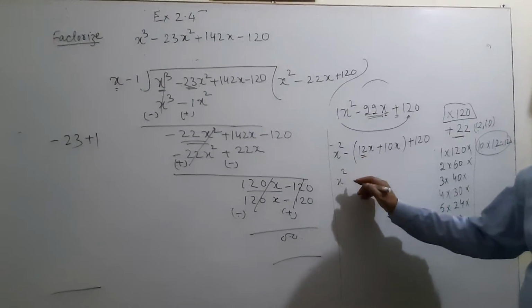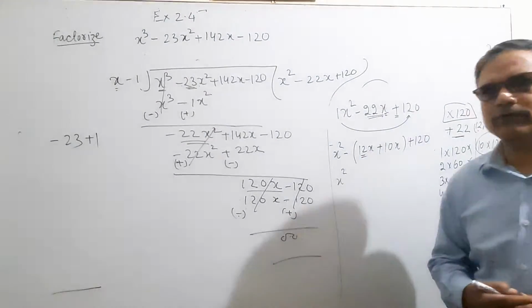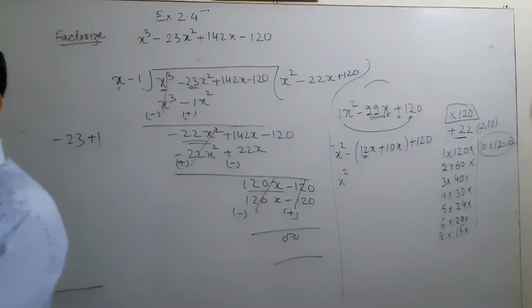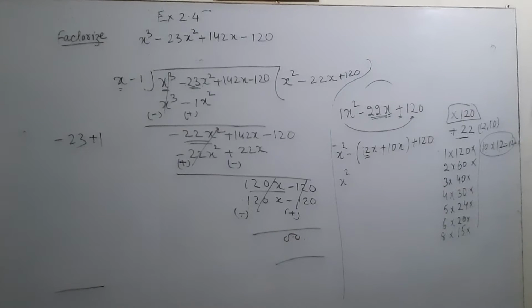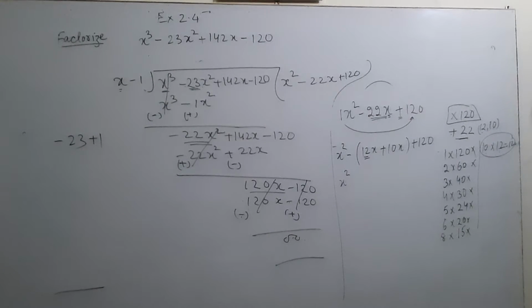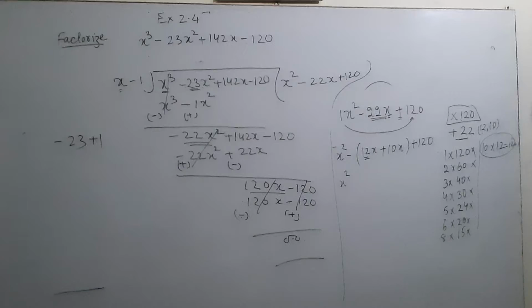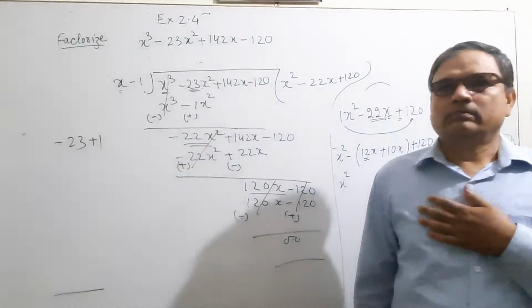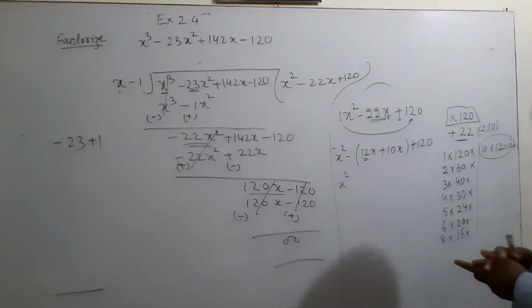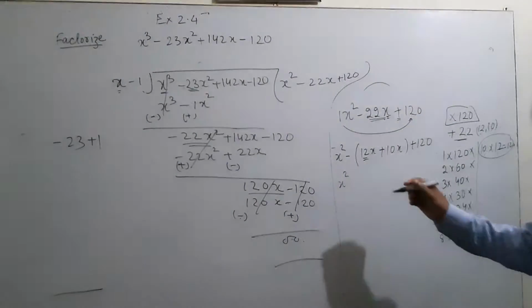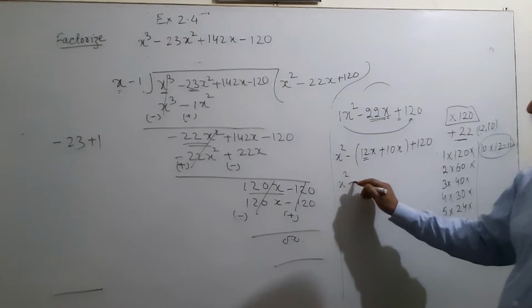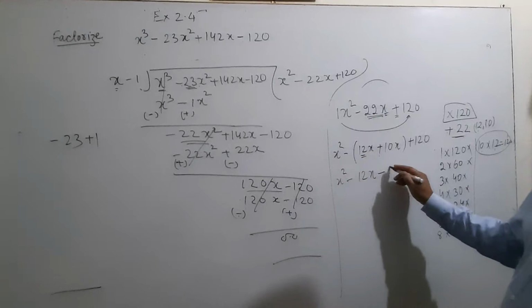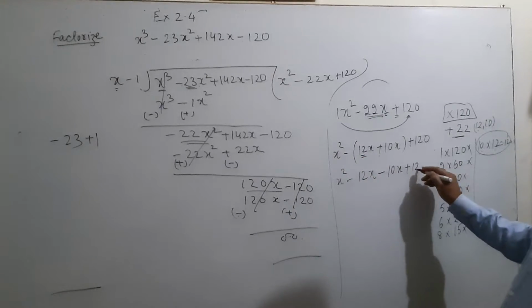X square. Now you solve it yourself. I am giving you 10 seconds. Now check. X square minus 12x minus 10x plus 120.